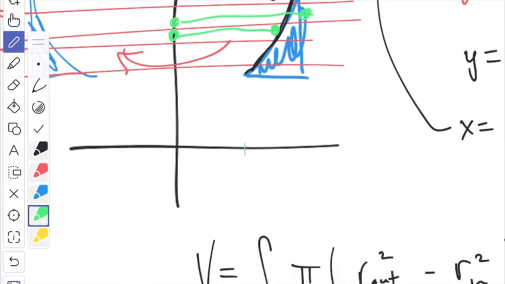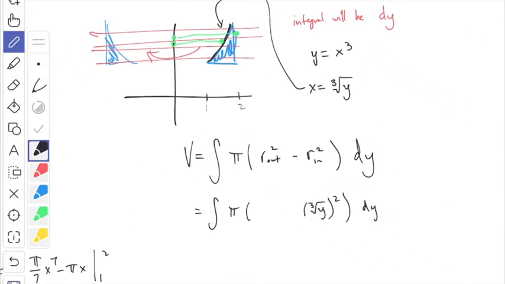This picture is not as well labeled as before, but it's the same picture as before. This goes out to 2. All right? So, 2 here, with the squared, of course. And the inner radius is cube root of y. Only ingredient missing here is the integration boundaries, which I didn't fill in. Remember, I am integrating with respect to y here. So you should be writing down the y values at the bottom and at the top of this figure.